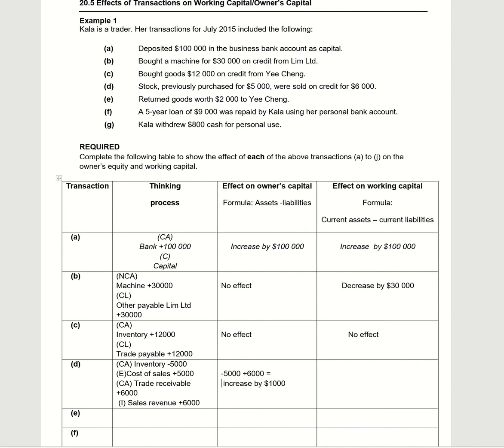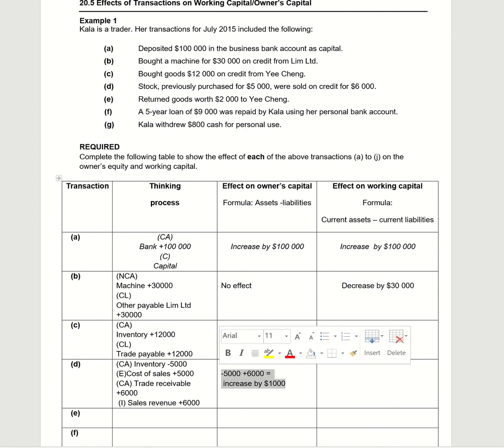Then some of you may be thinking, then what about the cost of sales? What about the sales revenue? Do I need to put them into my owner's capital? The answer is no, because our focus is mainly on assets minus liability. And what about working capital? If you look at it carefully, you are likely to get the same answer.